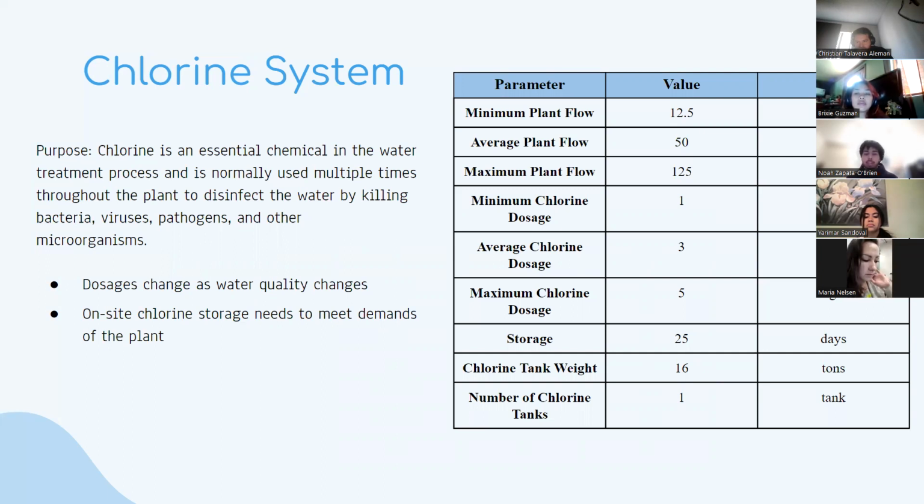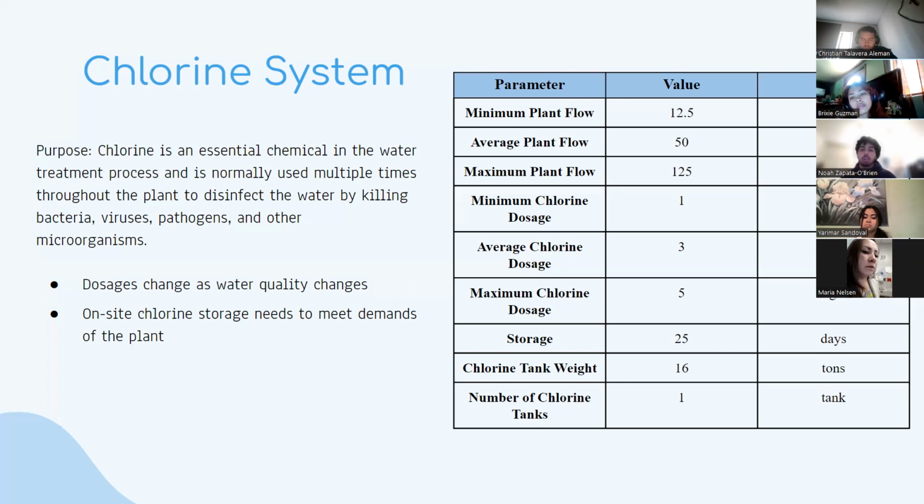Some important things about chlorine. The dosage of chlorine does change as the water quality changes, as well as also as the plant flow changes. So as you can see here, we do have a minimum plant flow of 12.5 mgd, but a maximum plant flow of 125 mgd, with the average plant flow being around 50 mgd. So as that changes, the dosage is going to change as well. So our minimum dosage is 1 milligram per liter, average dosage of 3 milligrams per liter, and then a maximum dosage of 5 milligrams per liter.